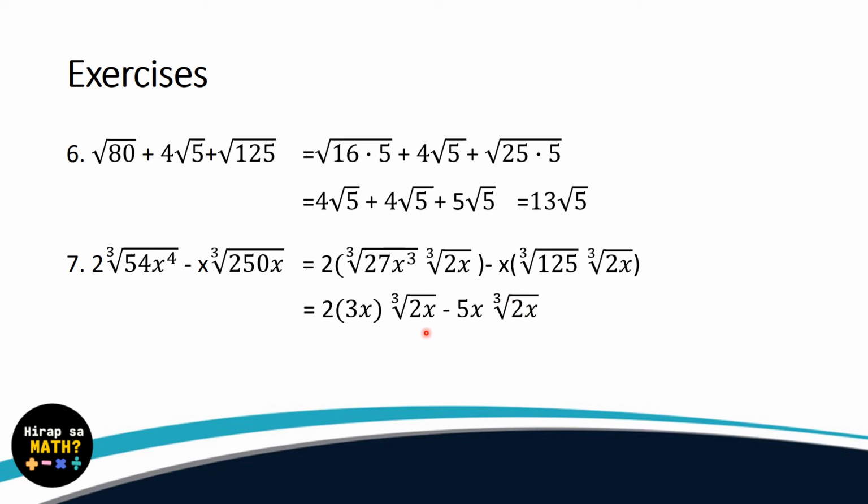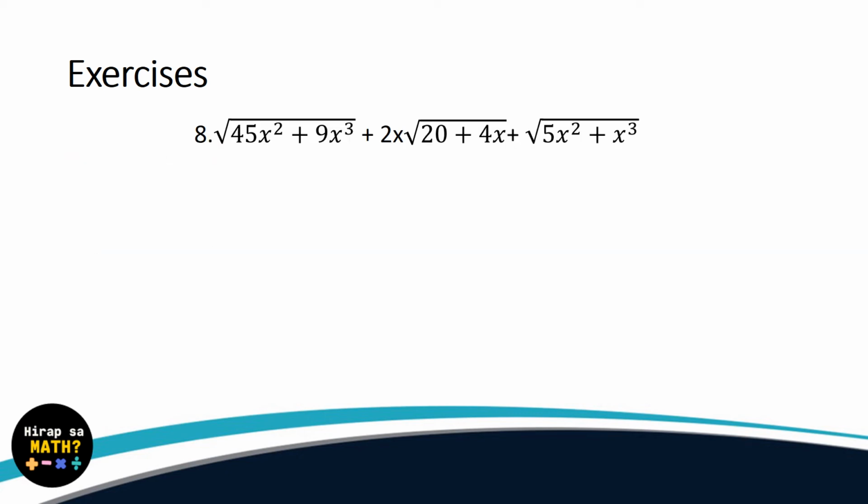So, ngayon, makikitang similar radicals na siya, or like radicals, pwede na natin siyang i-proceed sa subtraction. So, 6x cube root of 2x minus 5x cube root of 2x. So, 6x minus 5x, so that's x cube root of 2x.